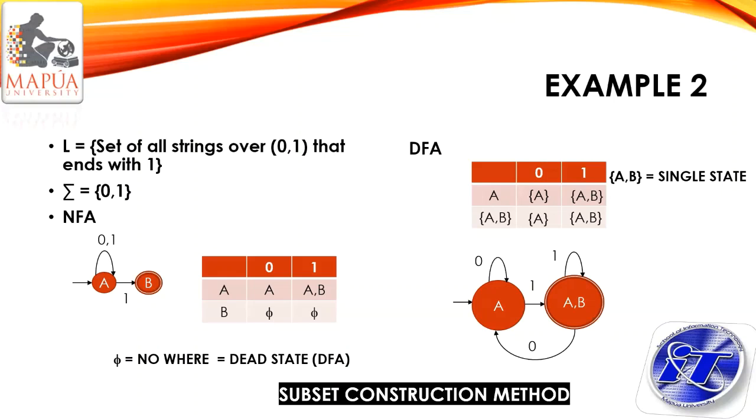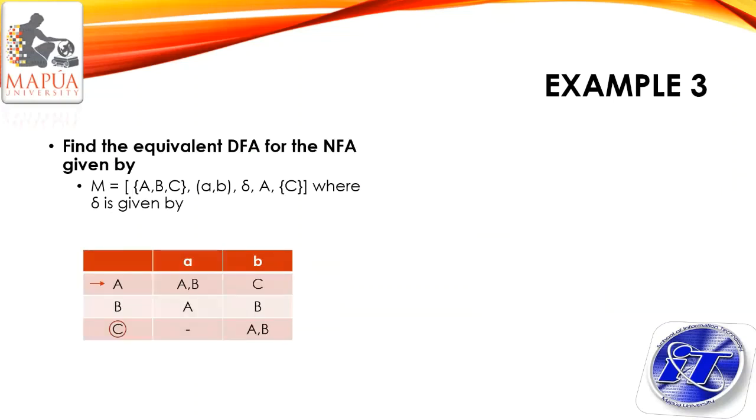So let's have another example. Find the equivalent DFA for the NFA given by the tuple. For our Q, our states are A, B, C, our alphabet is a, b, our initial state is A, the final state is C, and the transition table is based on this table. In state A, when we have input a, it will go to A or B. If it's b, it will go to C. And in state B, if it's a, it will go to A. If it's b, it will just loop within itself.